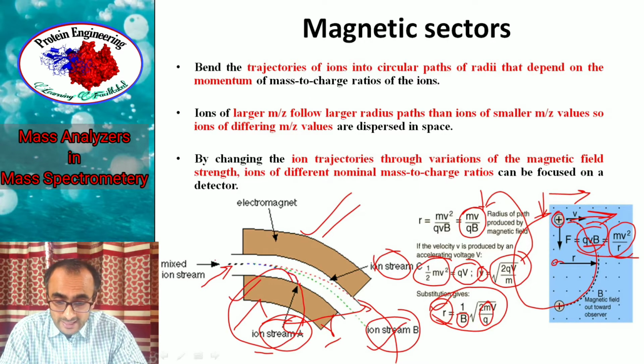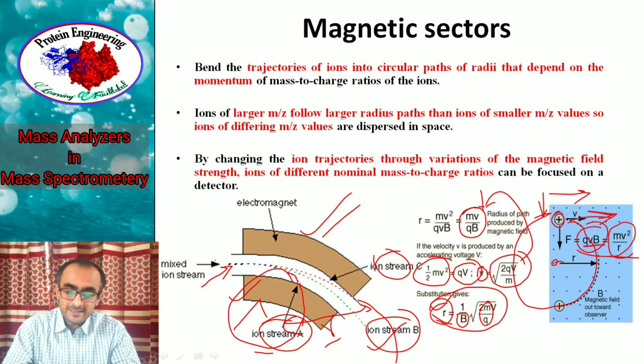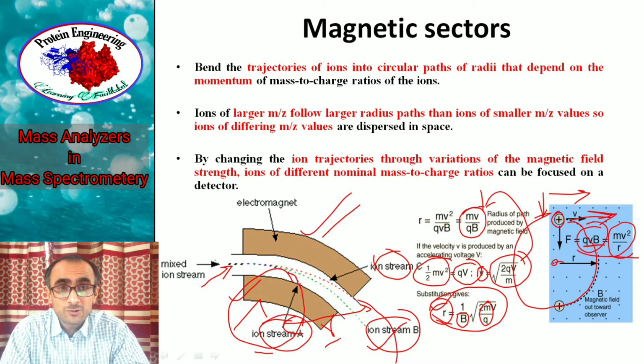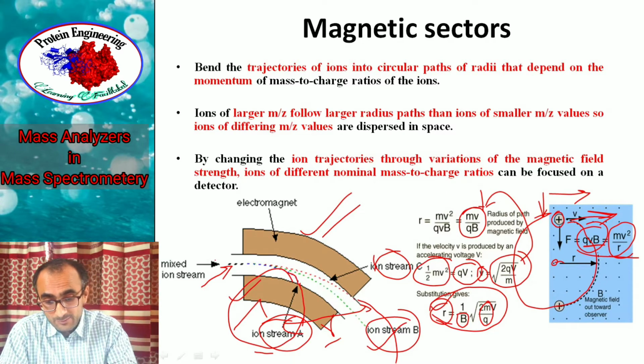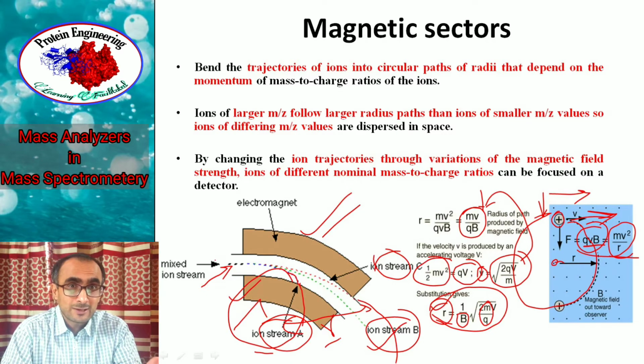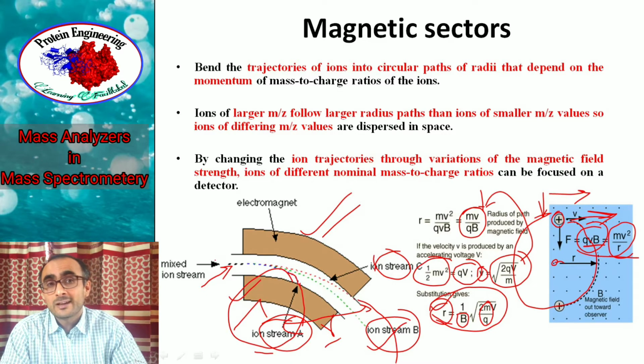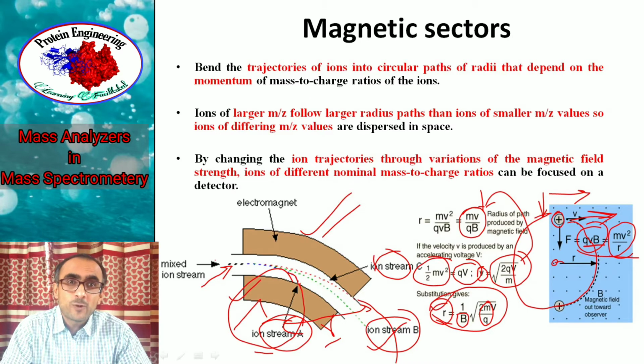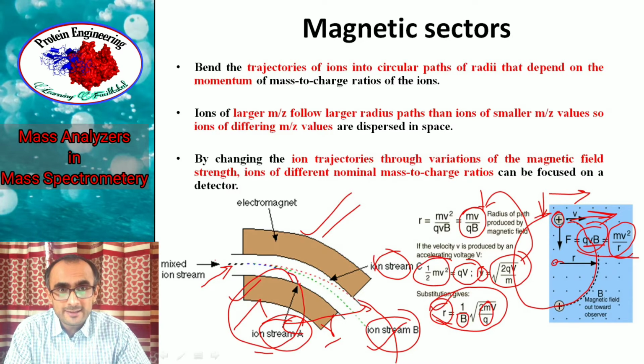So in order to detect beam A and beam C, you need to vary the magnetic field. If you want to detect beam A, which is deflected most, you need to reduce the strength of the magnetic field. And if you want to detect beam C, you need to increase the strength of the magnetic field. That's why in these types of analyzers, the magnetic field is varied, so that all the ions having different m by z values are detected one after another.